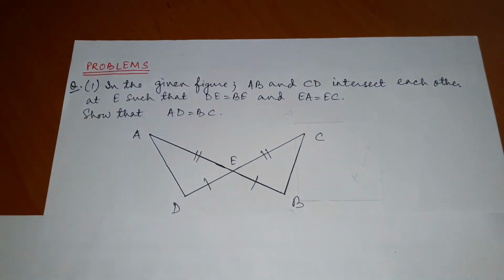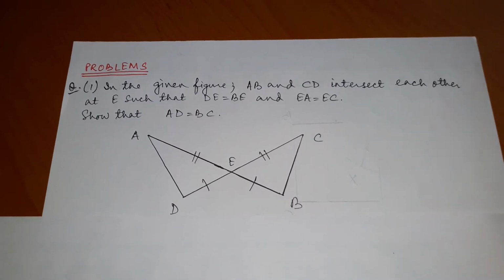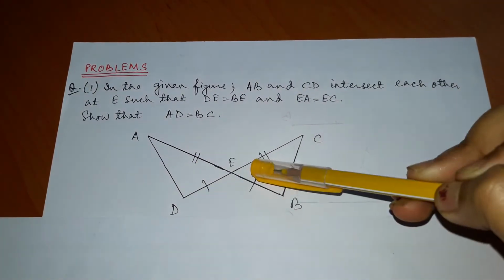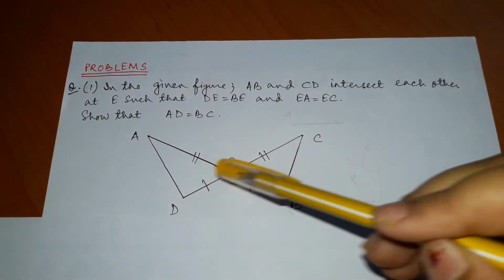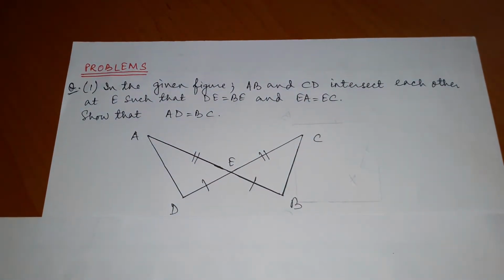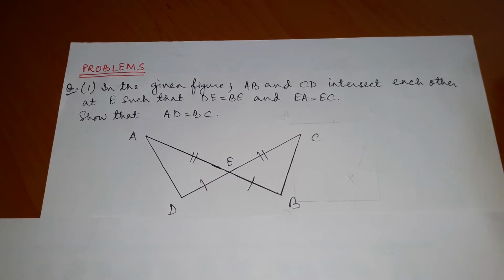I hope you have got to know that we just need to prove these two triangles to be congruent. We have to prove that these two triangles are congruent. But how will we prove that? That is up to you. Think about it.